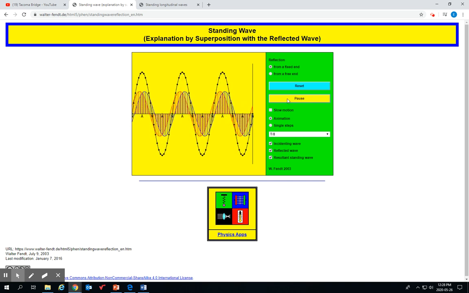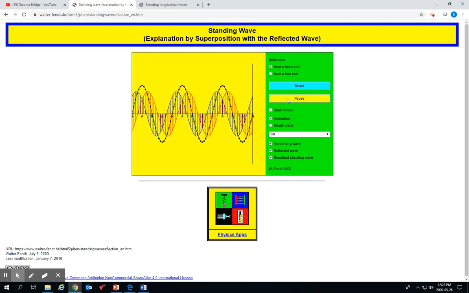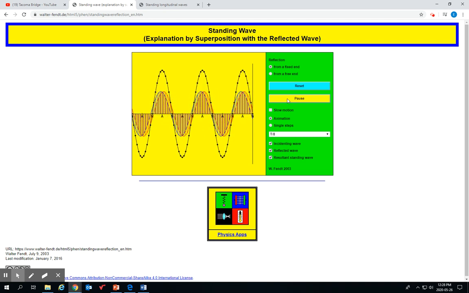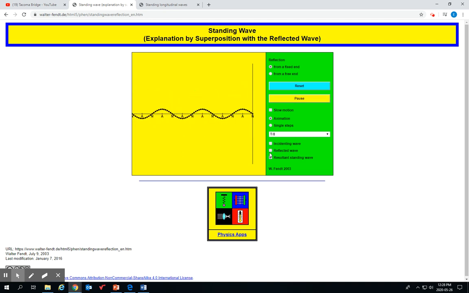Now, to clean this up, I'm just going to remove the incident wave and the reflected wave, because all we're really interested in is the superimposed waves. Let's get rid of these two. This pattern that you see on the screen here is what we refer to as a standing wave pattern.